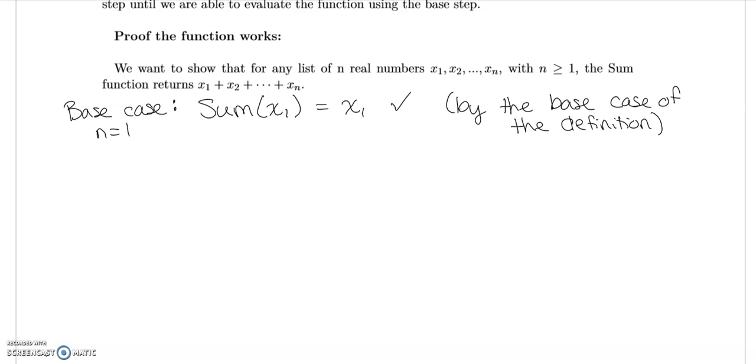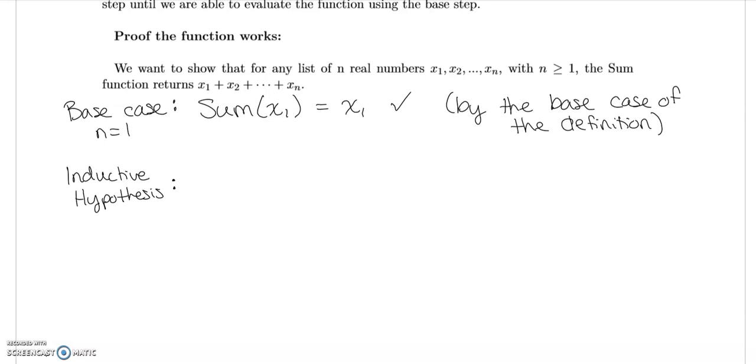Because if you think about what this would turn out to be in the series way, the sum way, we would just have x sub 1 plus nothing else because all we have is x sub 1. So sum of x sub 1 is equal to x sub 1. We're good in that case. So now we have to write down the inductive hypothesis.